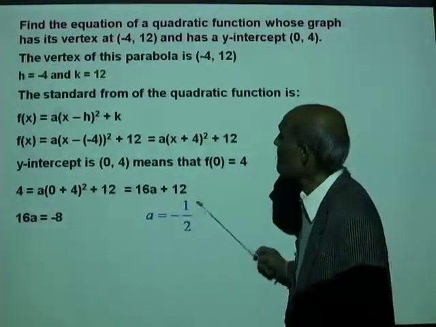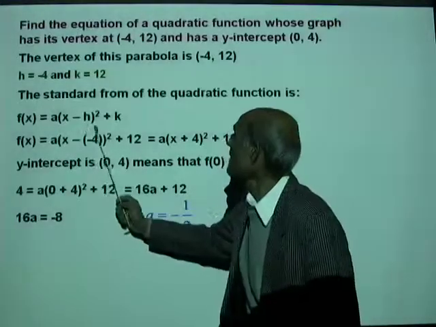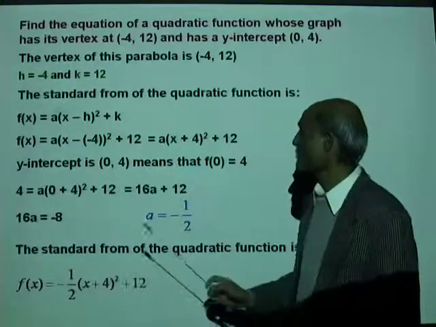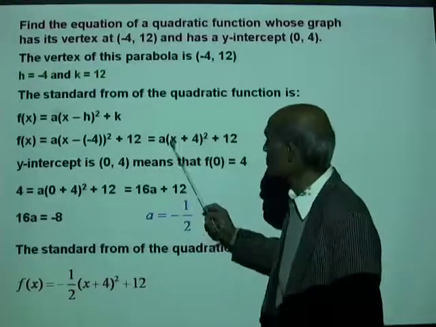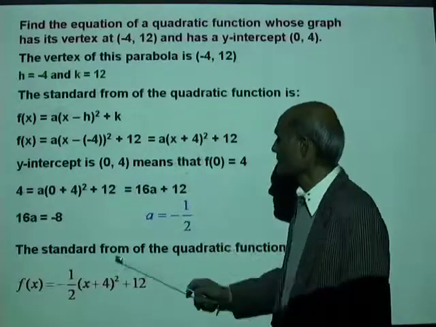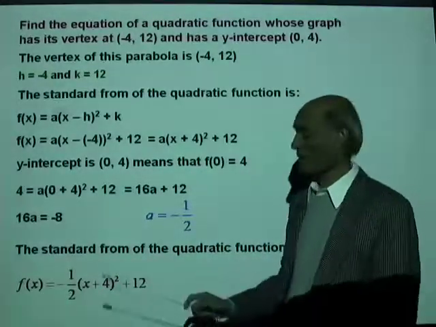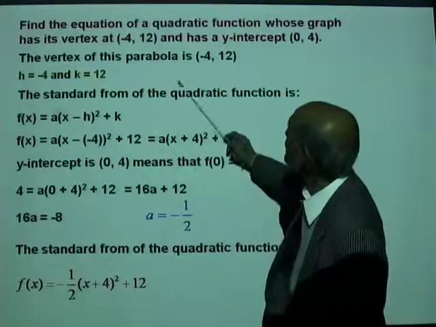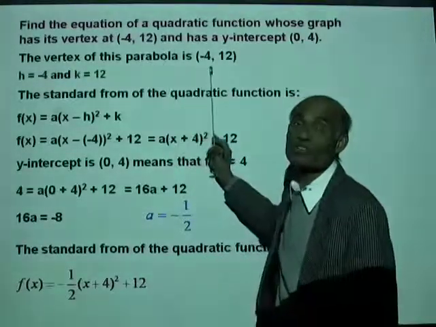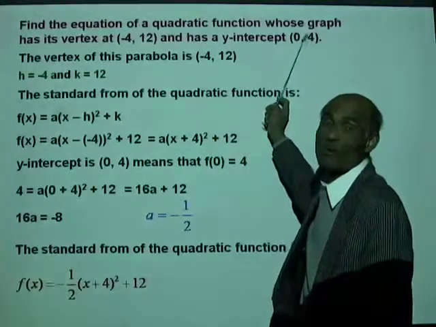Take it back to your equation and replace it here. That will give you the standard form: f of x equal to negative 1/2 times (x plus 4) squared plus 12. A is negative 1/2. And that is the standard equation of the parabola that has this vertex and this y-intercept.